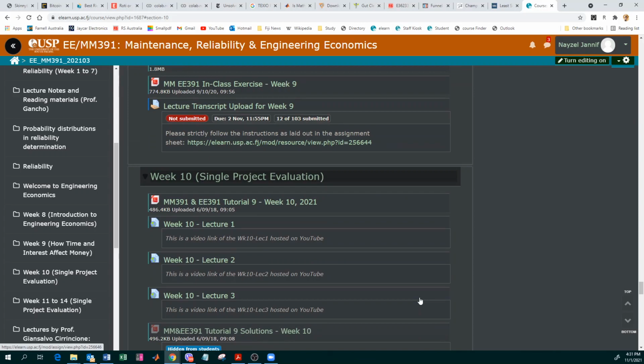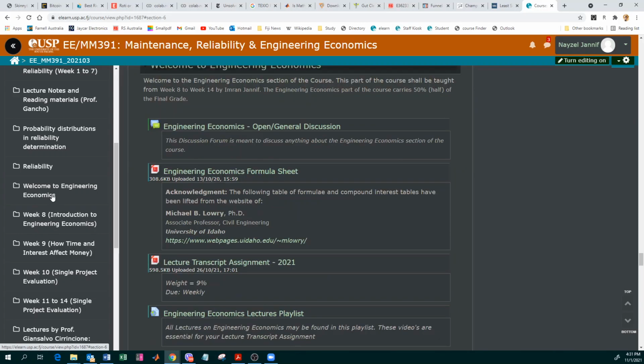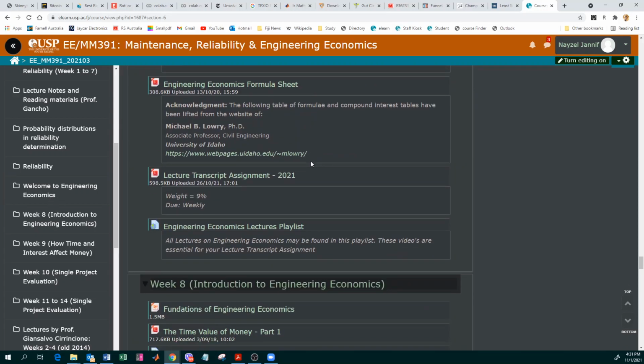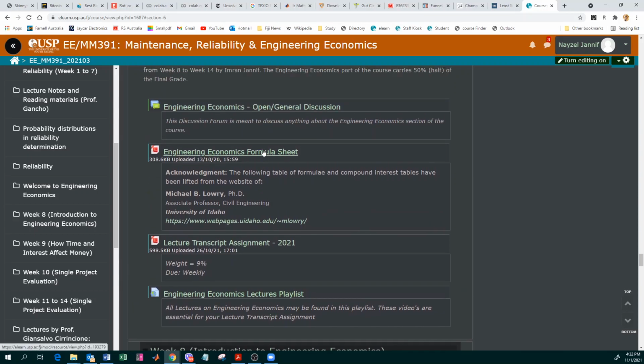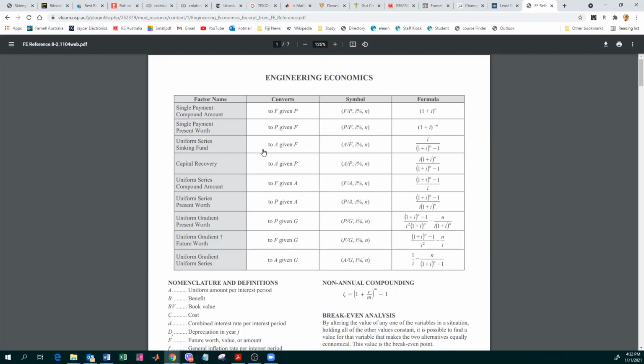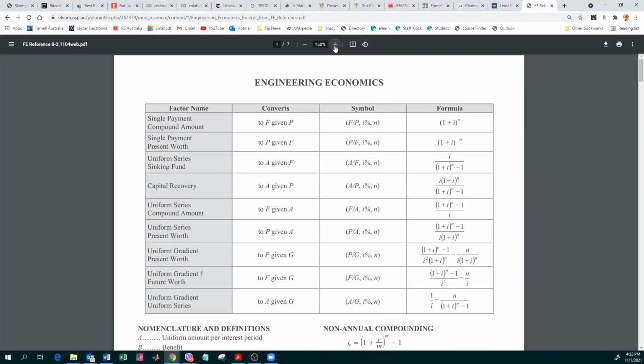Let me just go to the week 8 section over here. If you click over here, you find, oh, by the way, the new thing which I've shown over here is the playlist. If you click on this link here, it'll take you to our engineering economics playlist. All right, formula sheet. Are you able to see the formula sheet? Can somebody confirm if you can see the formula sheet?